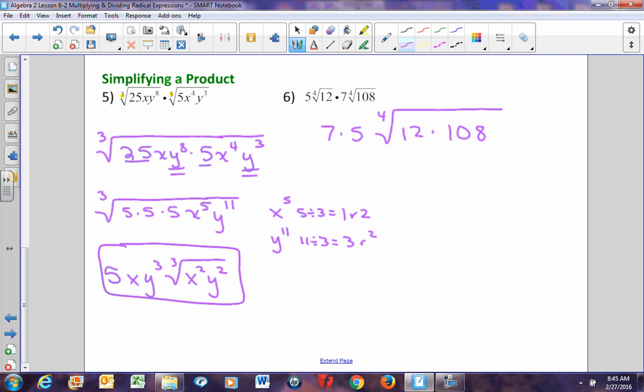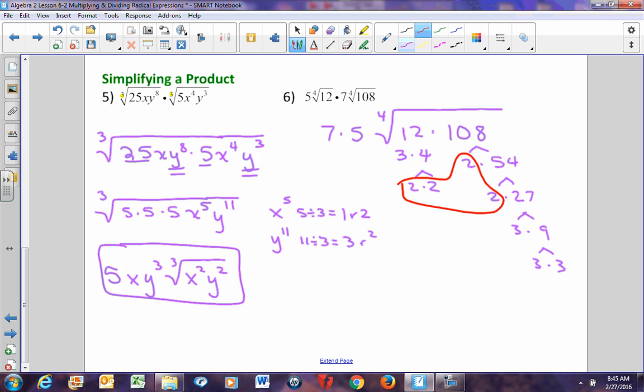Okay, so I'm going to break down 12. 3 times 4, 4 is 2 times 2. 108, let's just do 2 times 54, which is 2 times 27, which is 3 times 9, which is 3 times 3. I'm looking for groups of 4. Okay, groups of 4. I'm going to do this in a different color so you can see it. There's one group of 4.